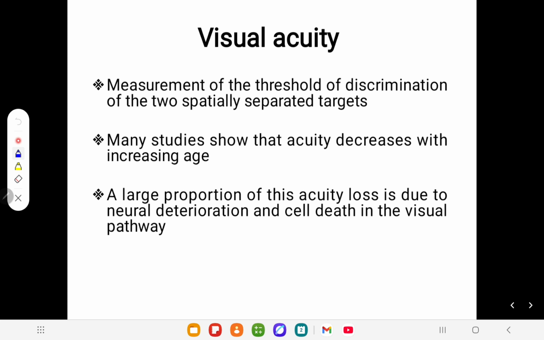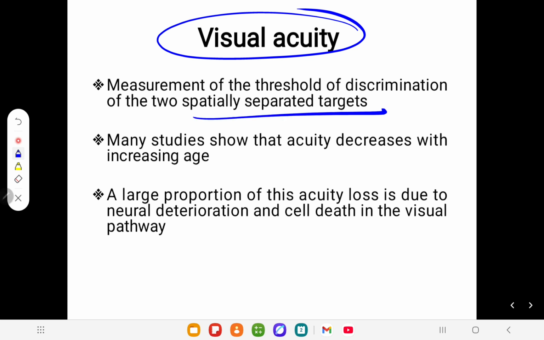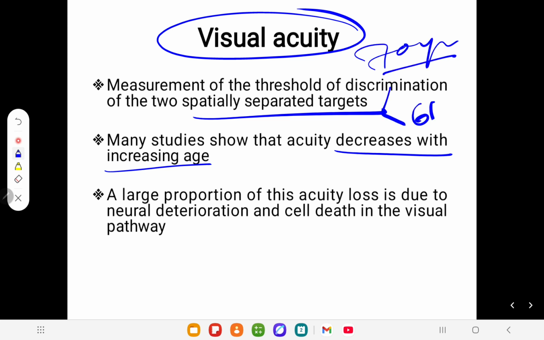So eventually we come to visual function. Let's talk about visual acuity, the measurement of the threshold for determining two separate points. I have already made more than 10 videos on visual acuity, and many studies show that acuity decreases with age. It's very common that if someone is 70 years old and when you refract you find 6/9 vision, don't you think it's very good vision for that age? You don't try to push to 6/6 or 6/5 if he's comfortable with 6/9. As a clinician we think like that.